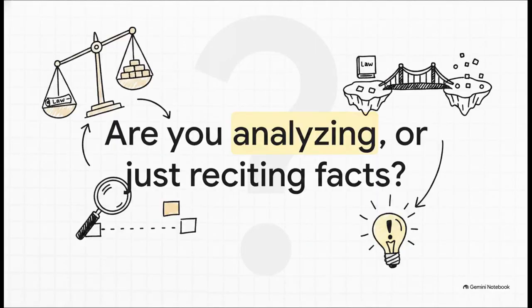Are you analyzing or are you just reciting facts? This is the crucial dividing line that separates the panicked fact dumpers scoring a 60 from the precision legal analysts who consistently pull in those 70-plus scores. You know, a lot of students know the law, and they definitely know the facts, but they just totally fail to connect them. Today, we're fixing that.